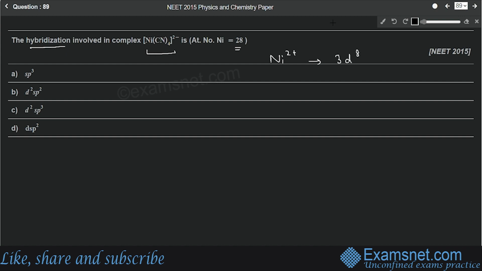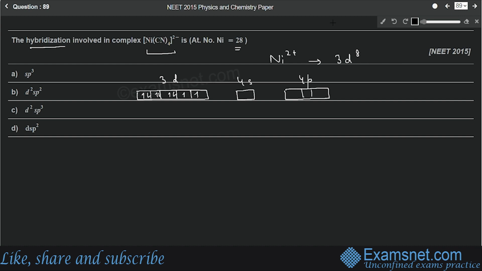Okay, now let's draw the orbitals. We have 3d orbitals, so 5 d orbitals are there: 1 2 3 4 5. This is 3d orbital. Then this is 4s and this is 4p. So 3 p orbitals are there. Now we have 8 electrons, so it is 1 2 3 4 5, then 6 7 8.